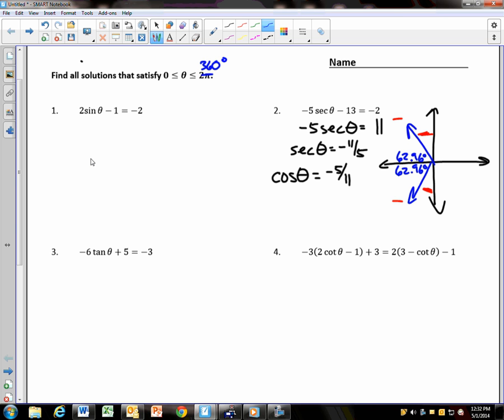So, we go ahead and we solve. Theta equals, how would I find my first measure? What would I do? Yeah, 180 minus 62.96. And I should get 117.04 degrees. And 180 plus 62.96 would give me 242.96 degrees.